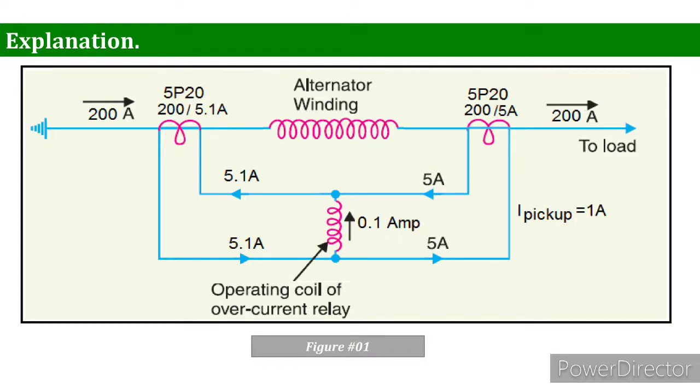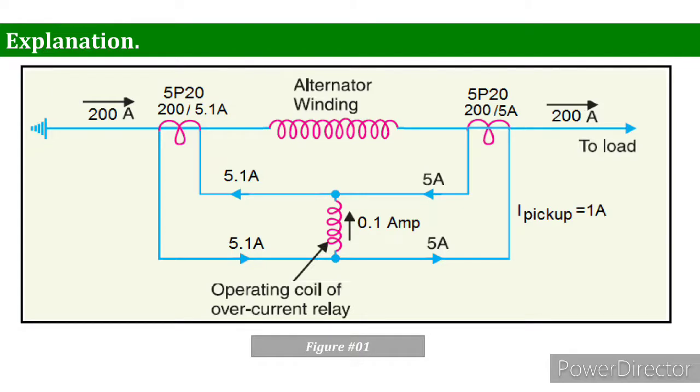If the CTs get mismatched, then it will cause problems. So you can see the both currents are same. Ideally there will be zero current that has to flow in the operating coil, but there is a current of 0.1 ampere that is flowing. So if we focus on what is happening, both CTs are mismatched.